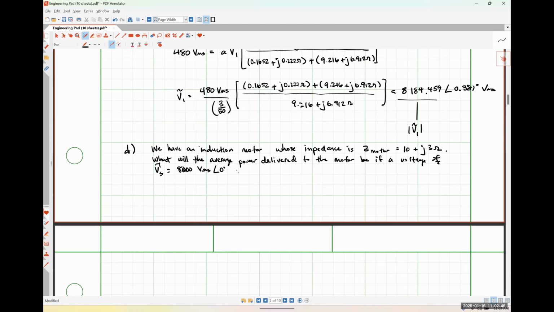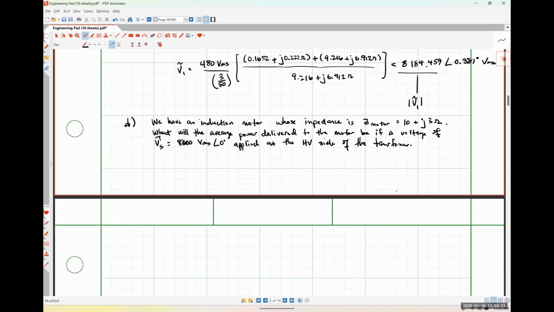So this is voltage applied at the high voltage side of the transformer. Okay. So for this particular problem, I want to use the cantilever equivalent circuit that was referred to the high voltage side. So one thing that I'm going to need to do to facilitate this is reflect my motor's impedance over to the high voltage side. Okay.